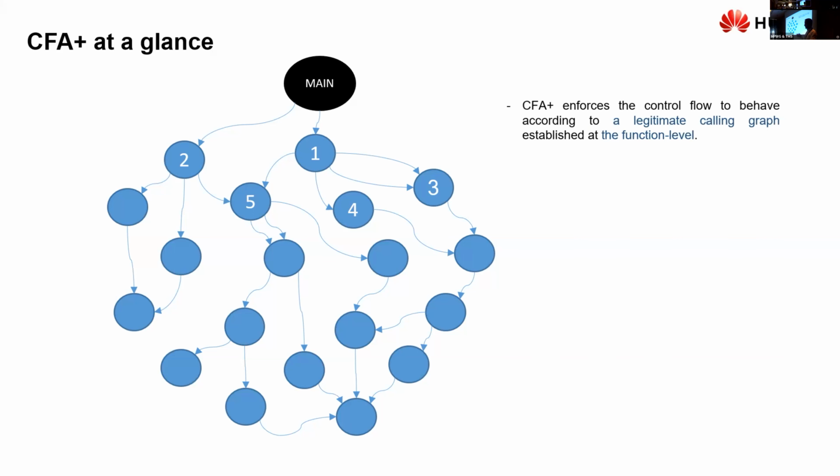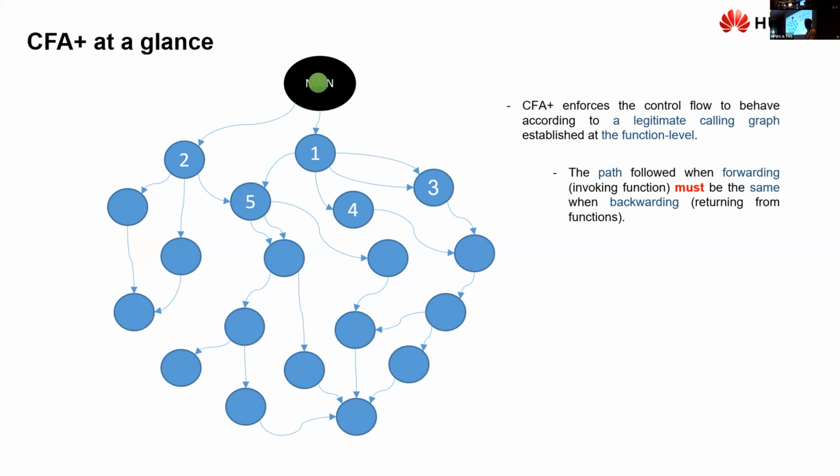And this calling graph is established at function level. That means that the path that is followed when forwarding or when invoking functions, when doing calls, must be the same when we return. It's quite a simple concept. If you go on one path, return on the same. And this is how this would look. Let's assume that we would do a call and we arrive into some node.